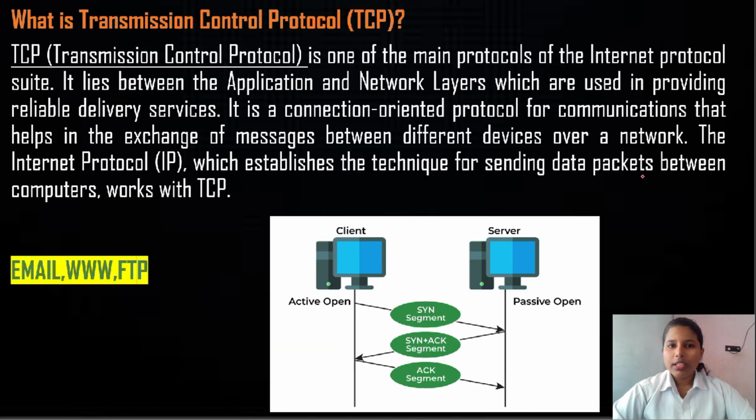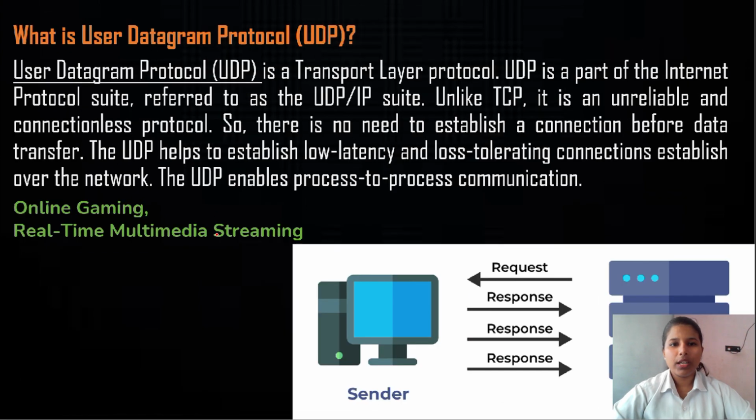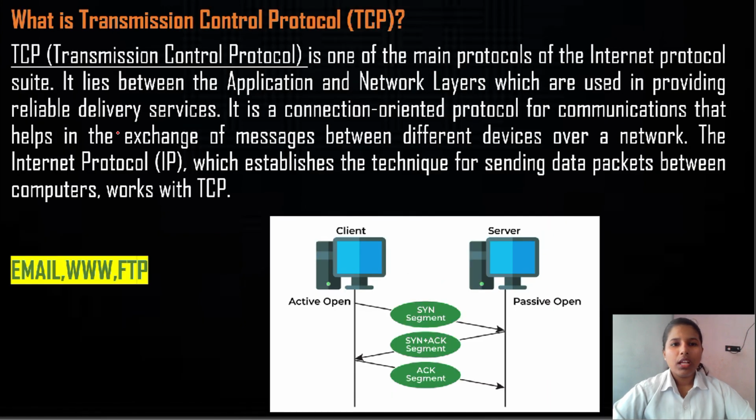The functions: there are two main protocols we are using in this, that is the Transmission Control Protocol, TCP, and the other one is UDP, the User Datagram Protocol. TCP, the Transmission Control Protocol, is one of the main protocols of the internet protocol suite. It lies between the application and the network layer, and is used to provide reliable delivery services. This is a connection-oriented protocol for communication that helps the exchange of messages between different devices over the network, and the internet protocol, which establishes the technique of sending data packets between computers, works with TCP.